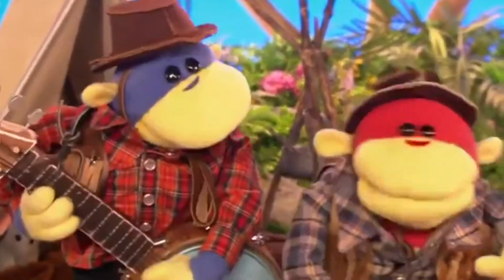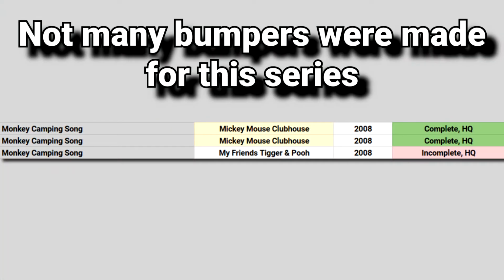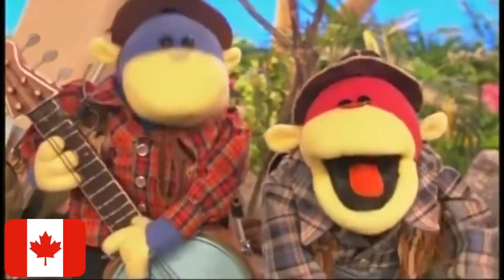Monkey Camping Song. In this series, Ooh and Aah are camping and they sing a song to promote the show that's coming up next. This bumper series is quite common and has almost all bumpers found in English. Latin American and Brazilian versions of those bumpers have been found, but sadly both of them are incomplete.